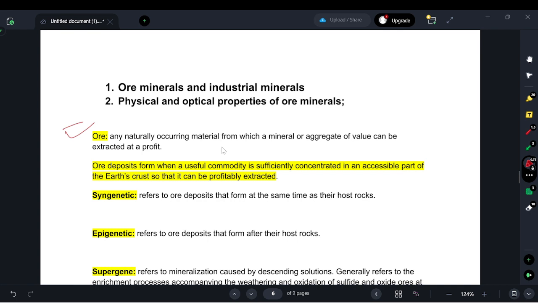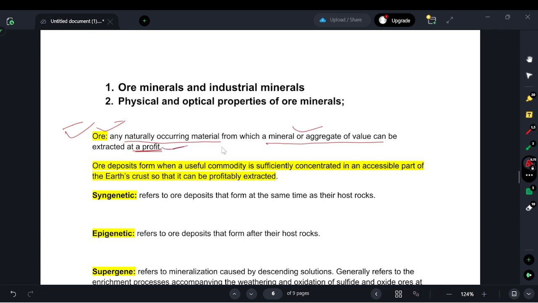Okay. For example, in case of ore, you have to write that it is a naturally occurring material from which a mineral or an aggregate of value can be extracted at a profit. That is, it should have an economic value. So this is the very simple definition of ore. It is a naturally occurring material from which a mineral or an aggregate of minerals can be extracted at a profit.